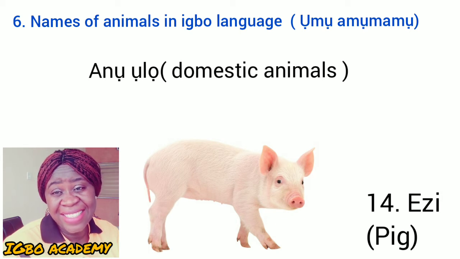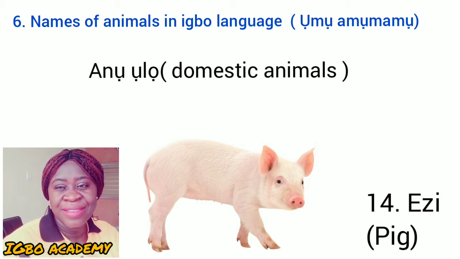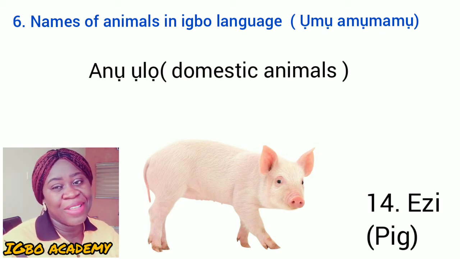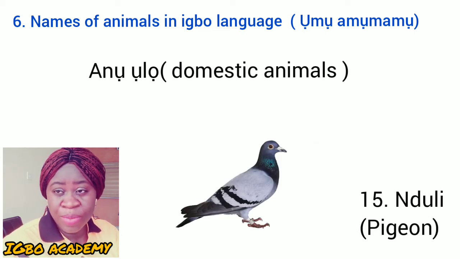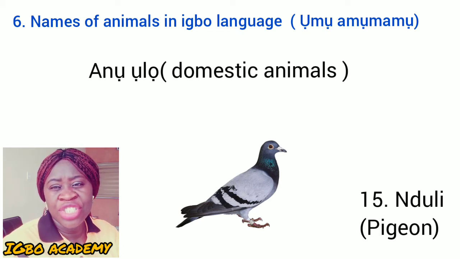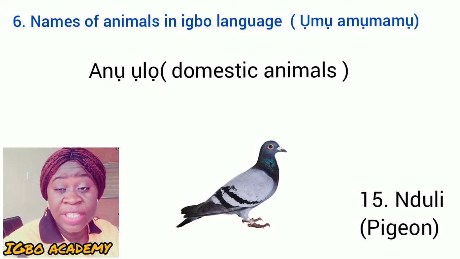Pig, ezi. Sometimes they call people, hey, you're such a pig. That means that you're so dirty. So when someone calls you ezi, you know that the person is calling you a pig, and definitely you're not a pig. Then number 15 is the pigeon. The pigeon is called nduli. Pigeon, nduli.